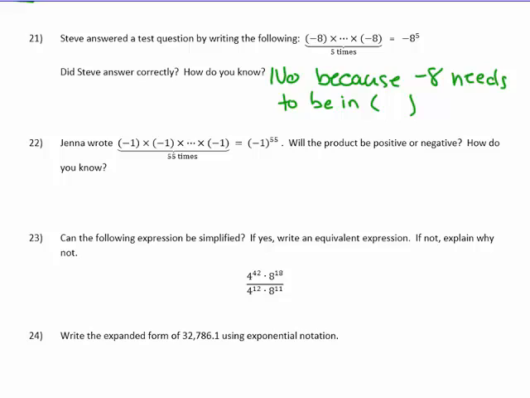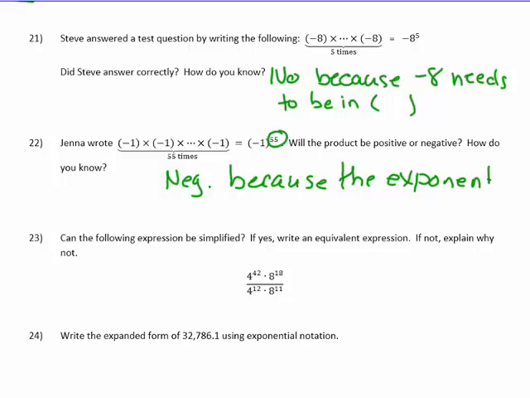Number 22. Jenna wrote -1. Will the product be positive or negative? How do you know? We're looking at our exponents. Odd exponents will give me a negative answer. Right, because that means we're multiplying an odd number of negatives together.